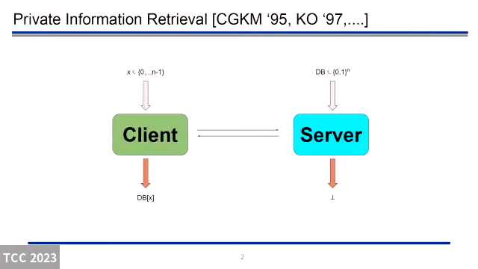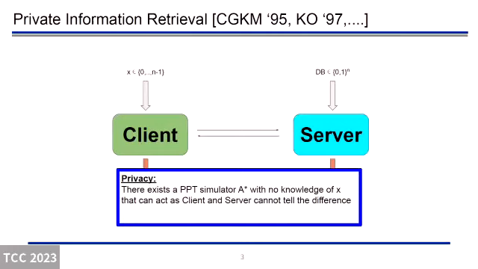All right, so private information retrieval, introduced by Chor et al. and then a series of other works, is a protocol between a client and a server where the client is given as input a number between 0 and n, we call it x. The server is given an input n-bit string called db, and they exchange messages, after which the client outputs the x-th bit of db. For this protocol to satisfy our privacy requirement, we say that there has to exist some simulator A star that can act as the client, and the server cannot tell if it's interacting with the real client or A star.